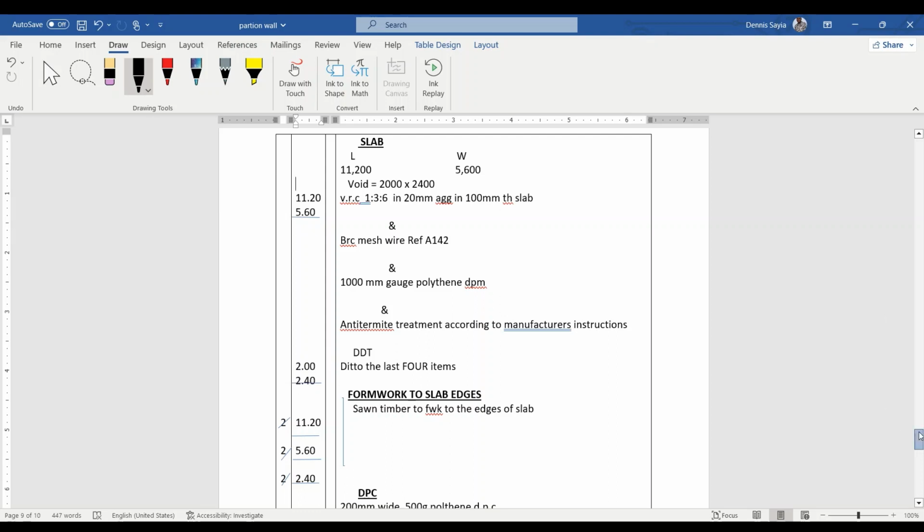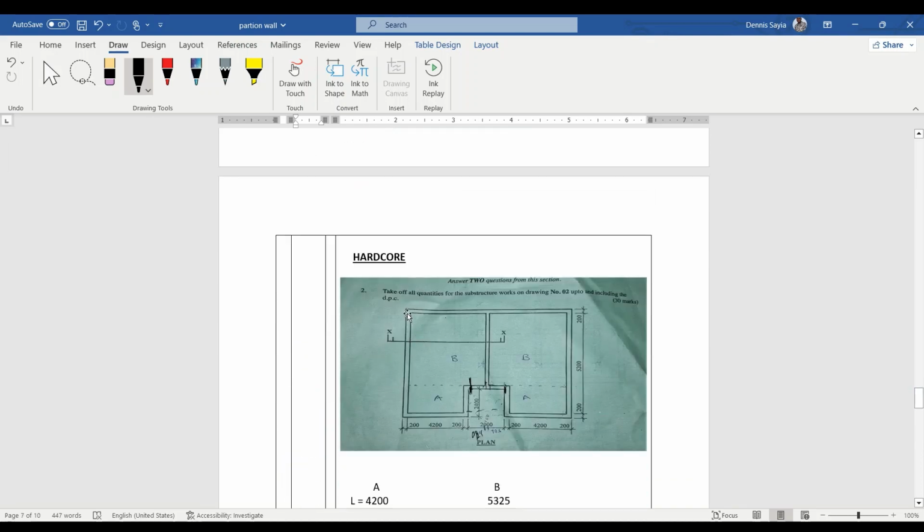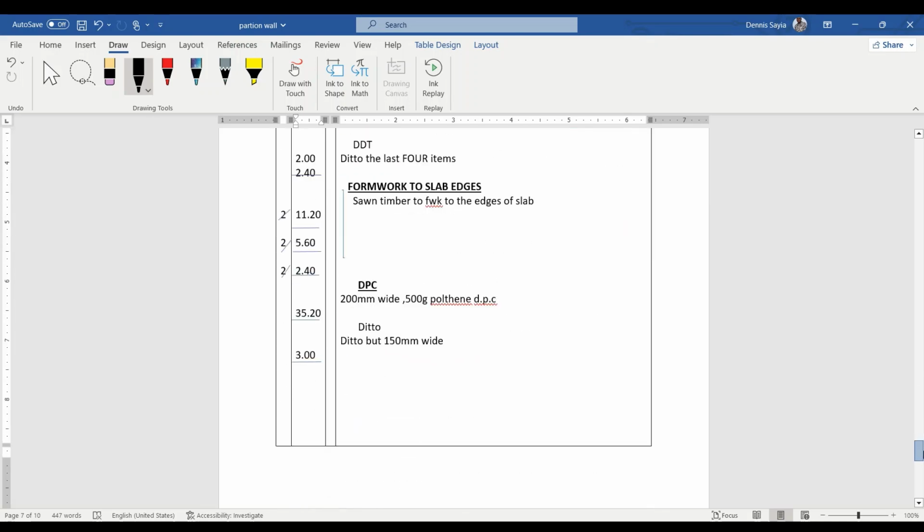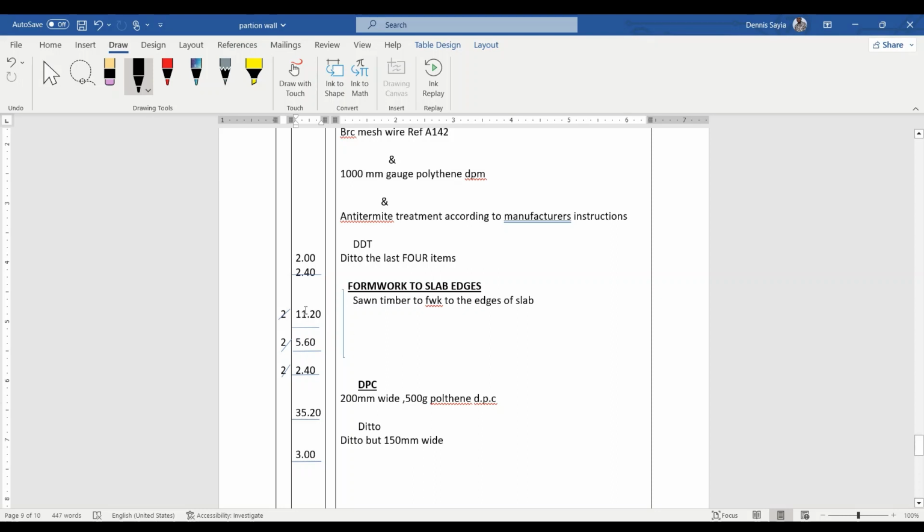Now formwork to the edges of the slab. When you're talking about the edges of the slab, we need the formwork that will hold the concrete along this point to that point to that point up. So this point by 2, it means it's this point and this point, this one included. Bear that in mind. When we are talking of by 2, 11, 1200, from here up to here by 2, it's 11, 1200, this and this one, because when we bring this down, this becomes a complete set. And then we have 56 by 2, and then we have these recess walls by 2. So we have 11200 by 2, 5600 by 2, 2.40 by 2. So sawn timber to the formwork of the edges of the slab.